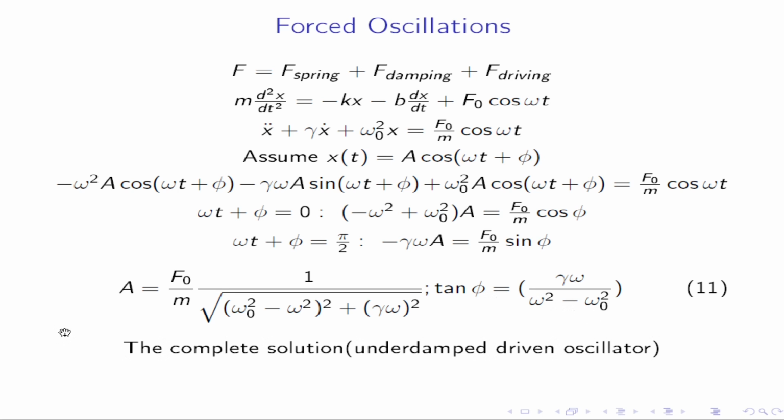The complete solution, for example, in the case of underdamped driven oscillator, x of t is equal to a cos(omega t plus phi), where omega is the driving frequency, a and phi are given by equation 11, plus a prime e raised to minus gamma t by 2 cos(omega 1 t plus phi).